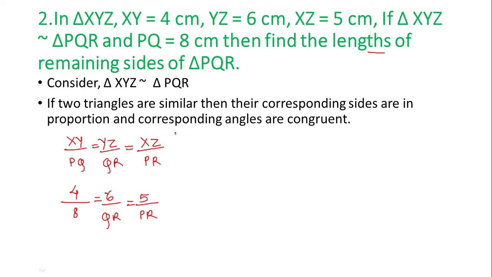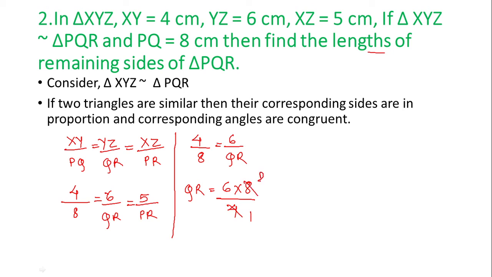So what we will do is make a partition. Consider the first two terms. 4 upon 8 is equal to 6 upon QR. If you cross multiply this, QR will be 6 into 8 upon 4. 4 ones are 4, 4 twos are 8. So how much will be QR? 6 twos are 12. So QR will be 12 centimeter.